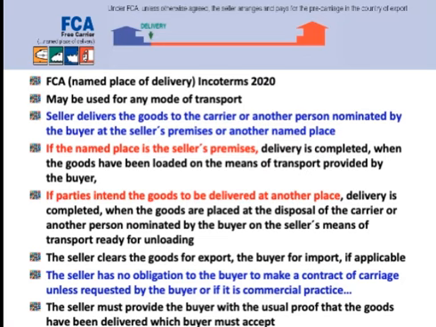Any difference? You compare the two. Recognize the difference. For example, the point of delivery, the cost and the responsibility of the seller or the buyer. It's not the same, right?